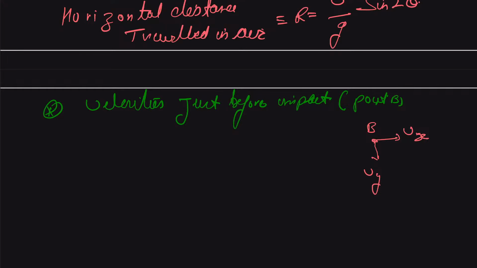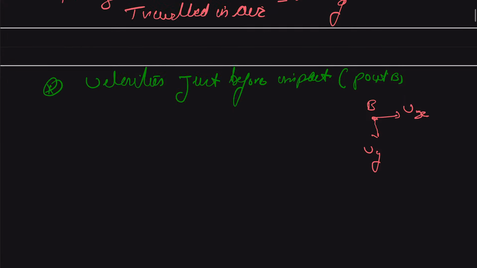Therefore, we can write Vx just before impact, that will be same as V cos of theta, because the horizontal component throughout the projectile motion remains same, and Vy just before impact will be negative V sine of theta, because direction changes.